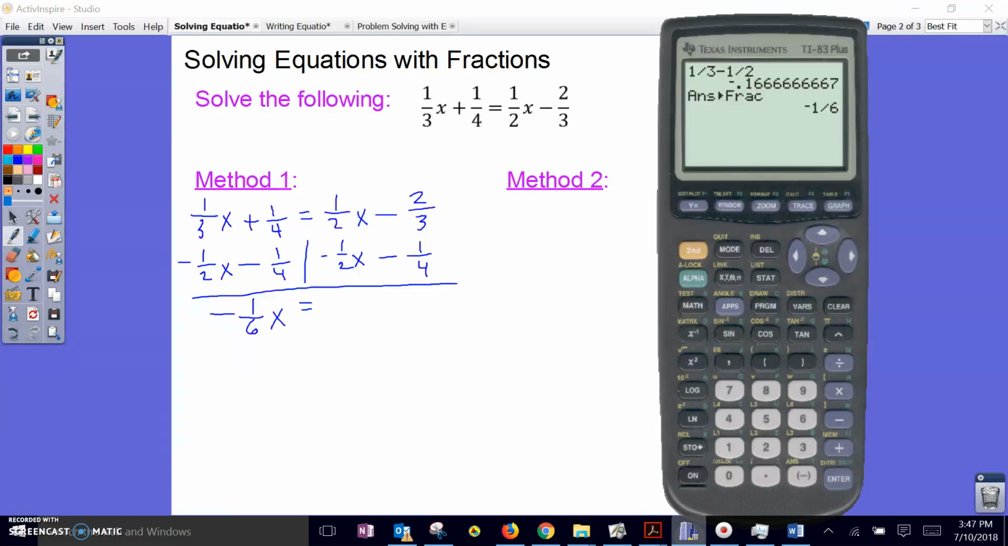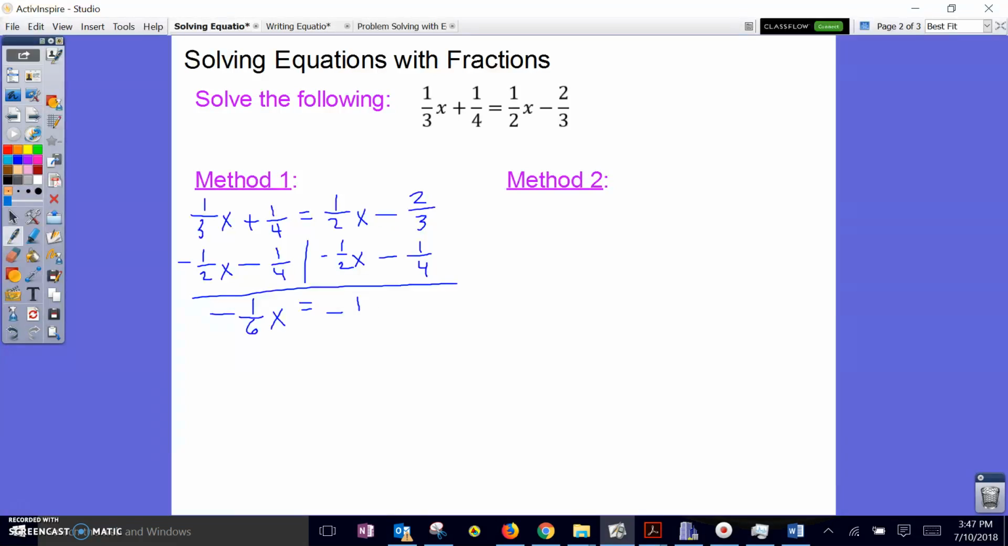And then on the other side with the numbers, I have a minus 2/3 minus 1/4. And I'm going to change that over to a fraction, again using the math and the arrow frac command. And that turns into negative 11 over 12.